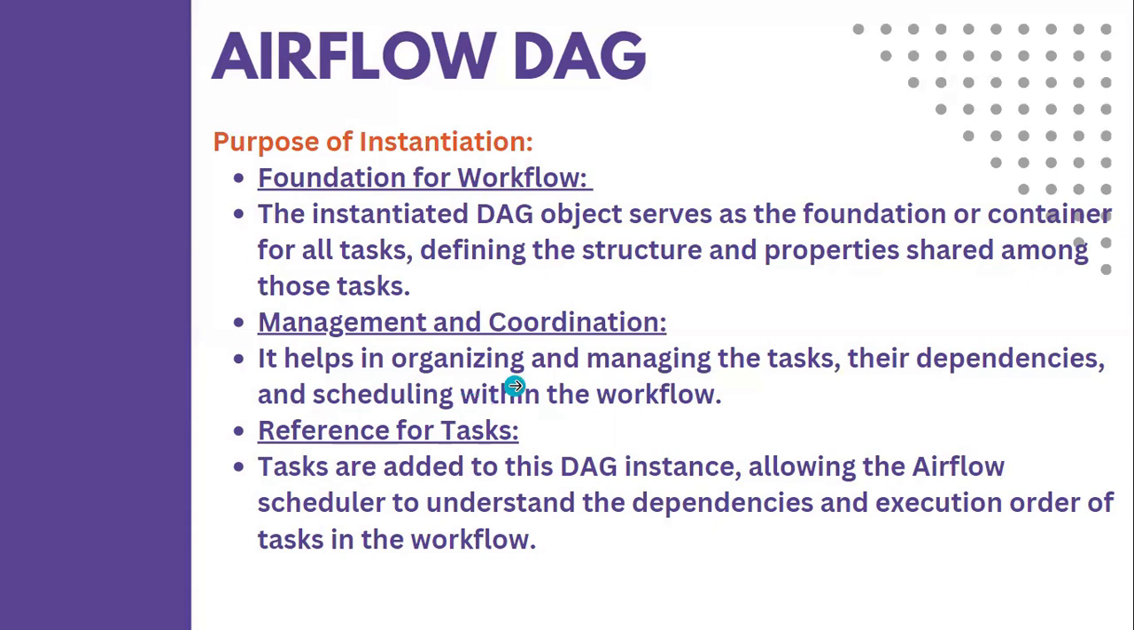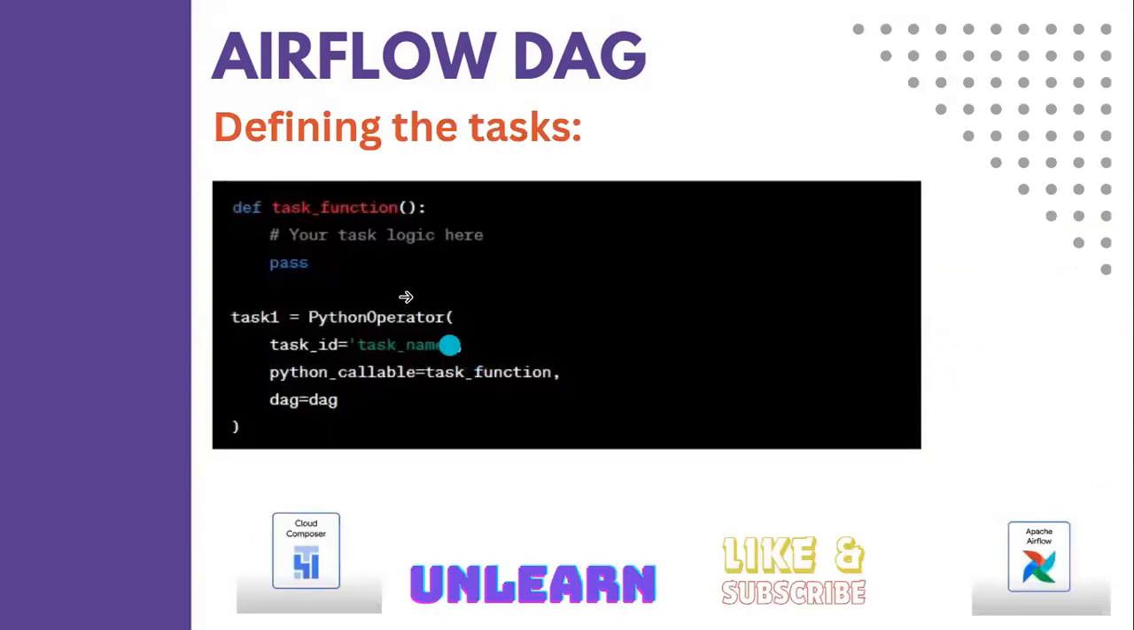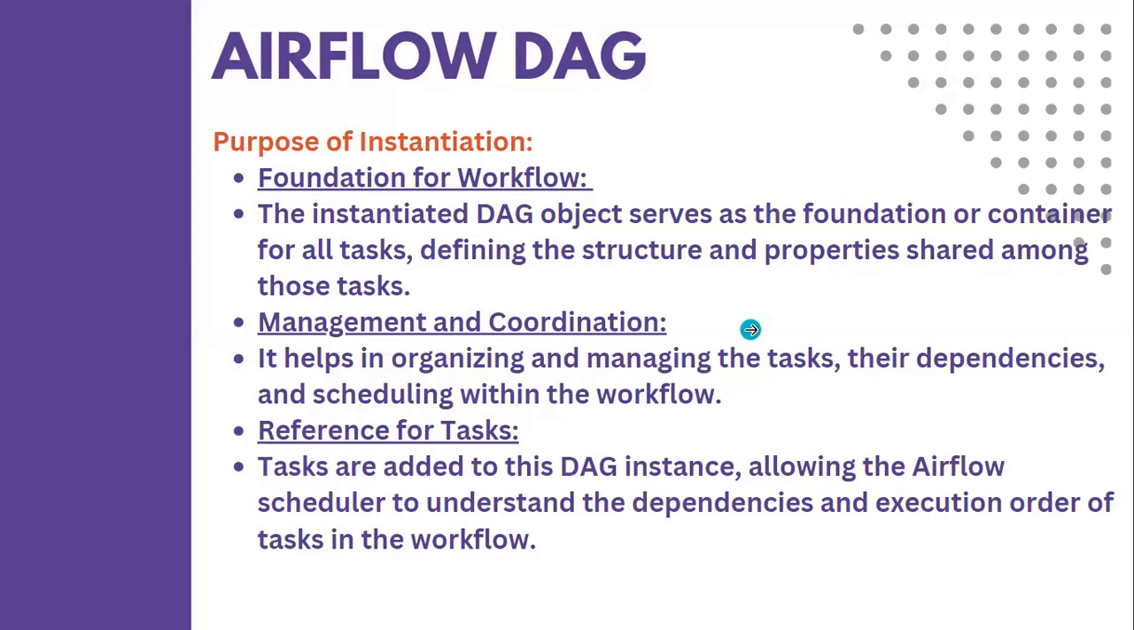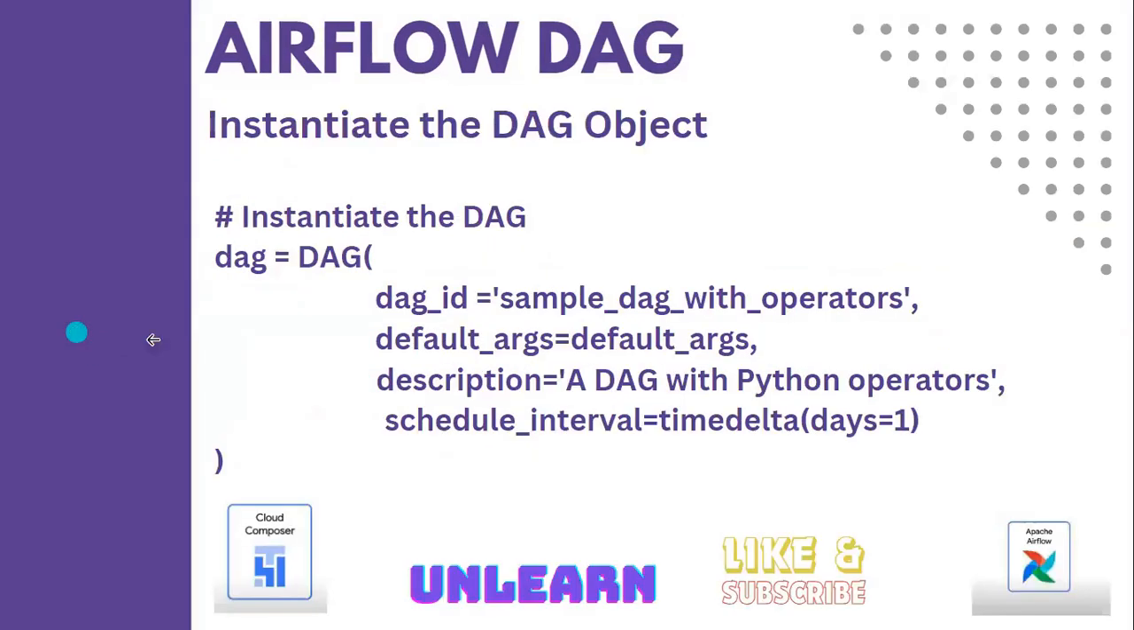So we are referencing this DAG instance through the DAG object instantiation, allowing the Airflow scheduler to understand the dependencies and the execution order of the tasks in this entire workflow. Very important, guys. Here in the DAG instantiation section, you must focus on three parameters especially: the DAG ID, the schedule_interval, and the default arguments, which we pass to all the tasks that are there in the entire DAG file.